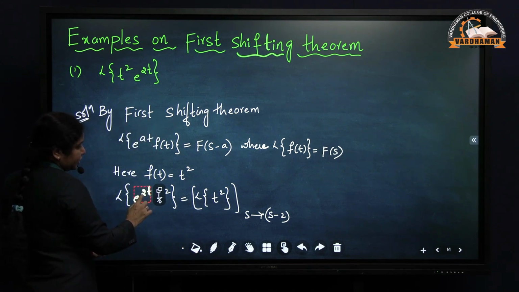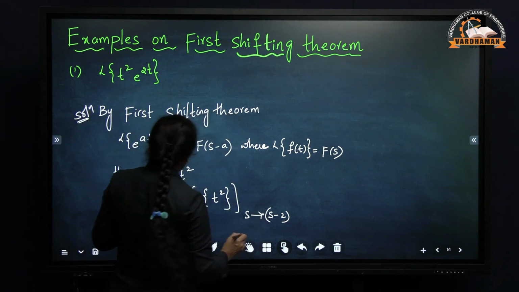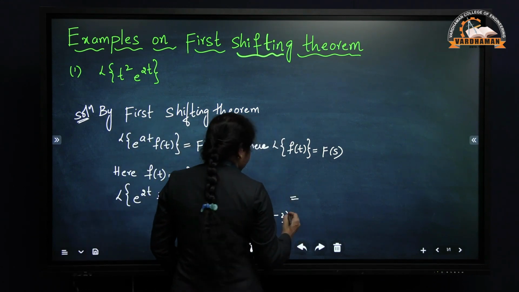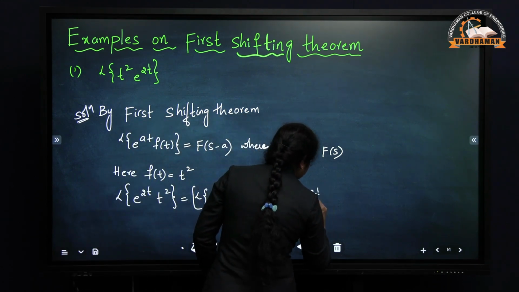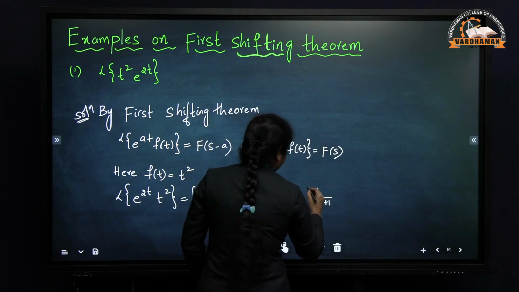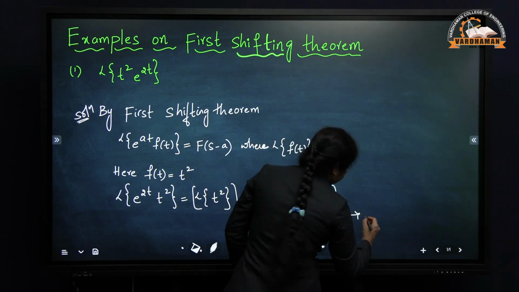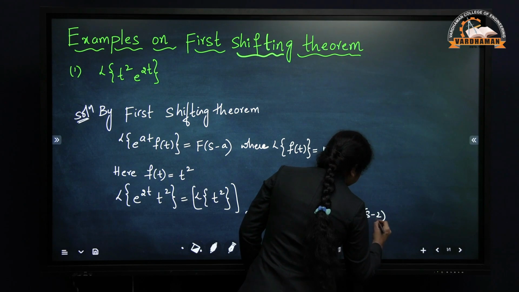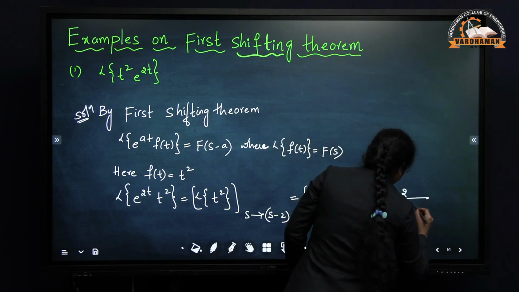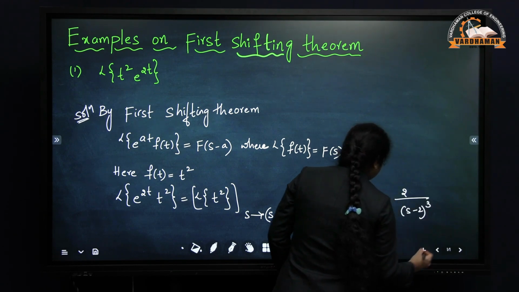A is nothing but 2, the power of e in the coefficient of t. So now this is equals to L of t square, whose formula is 2 factorial by s power 2 plus 1. And here in this result we need to change s with s minus 2. So now finally the answer will be 2 by s minus 2 whole cube.